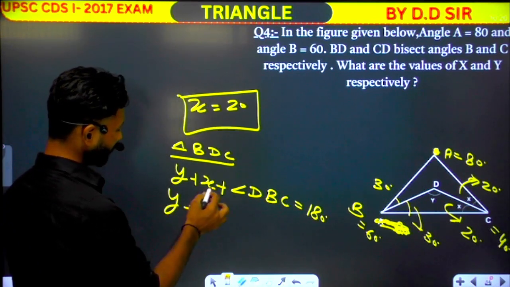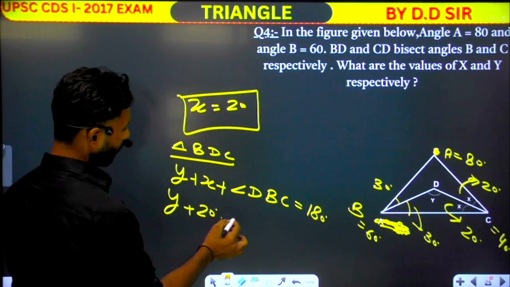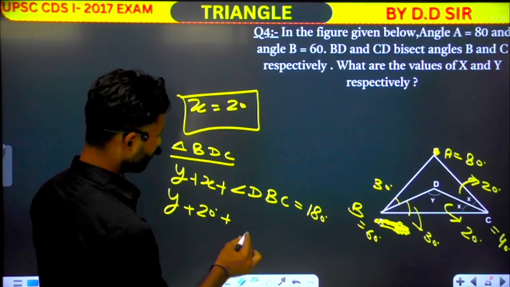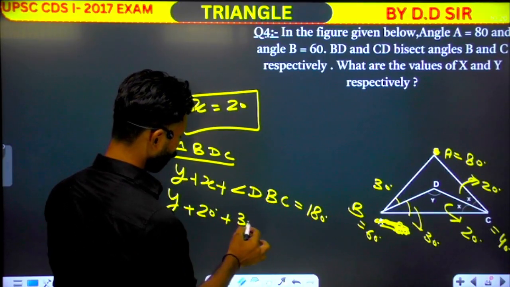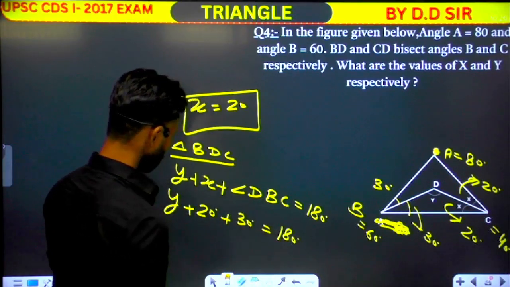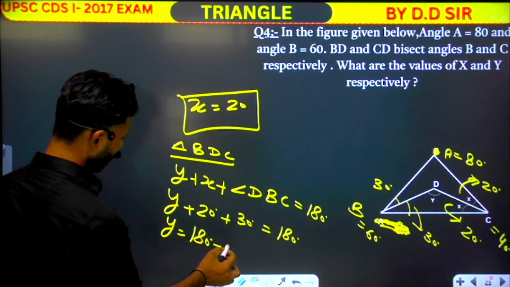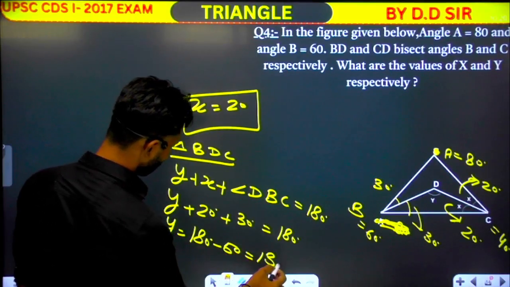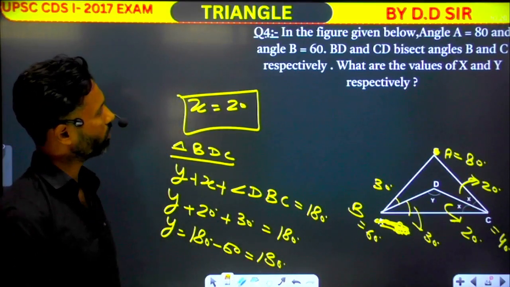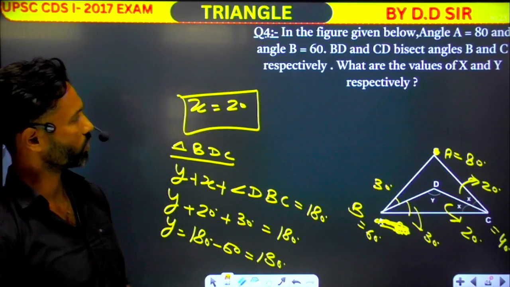X, we have calculated, is equal to 20 degrees, and angle DBC we have calculated is equal to 30 degrees, and the total is 180 degrees. So Y will be equal to 180 minus 50, which is 130 degrees. So it was a question which was asked in the 2017 CDS examination. Hope you have understood this question.